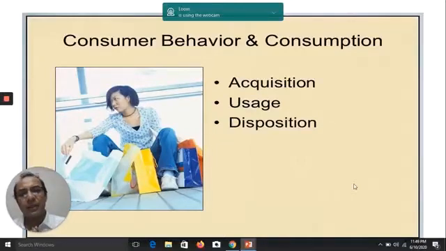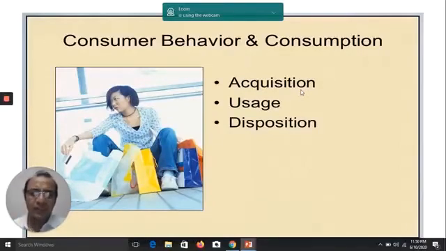Probably this understanding of consumption is not included in your book. However, I am adding it for your understanding so that you can see the scope of consumption. This consumption will lead to the study of consumer behavior. Consumption has three elements: the first is acquisition, number two is usage, and number three is disposition. Let me explain in short what we mean by acquisition, usage, and disposition.